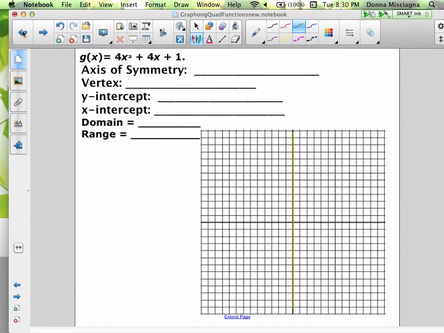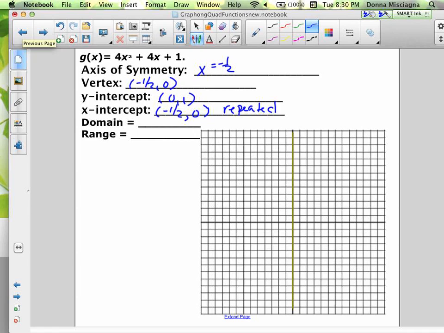All right, so our axis of symmetry was x equals negative 1/2. Our vertex was negative 1/2, 0. Our y-intercept is 0, 1. Our x-intercept is negative 1/2, 0, and this is a repeated root. We'll talk more about what repeated means in a later lesson. However, for the quadratic function, it means it's going to be our vertex.